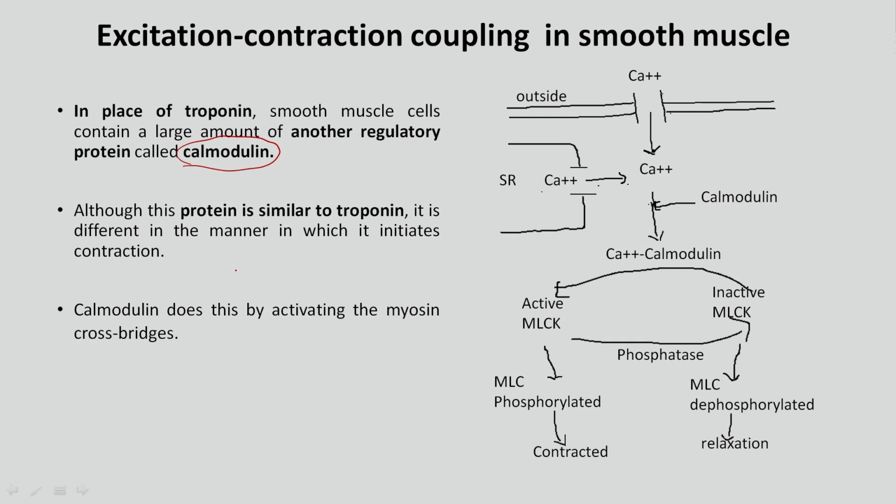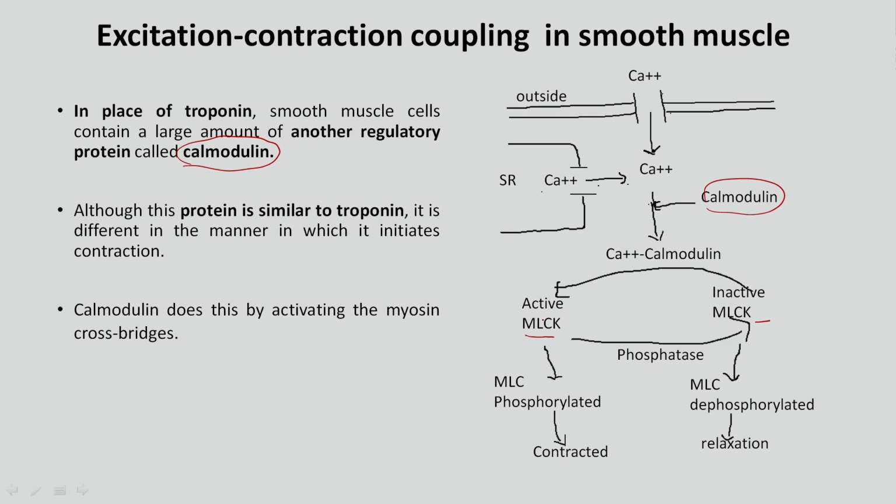This calmodulin will bind with the calcium, the conformation will change, and then the muscle contraction will take place. We can see how this happens in this diagram. Calcium comes from the extracellular fluid, and then it stimulates the sarcoplasmic reticulum present inside the muscle fiber to release more calcium, and some more calcium is also coming from the extracellular fluid. This calcium will bind with the calmodulin protein, the calcium-calmodulin combination forms, and that activates the myosin light chain kinase, MLCK.